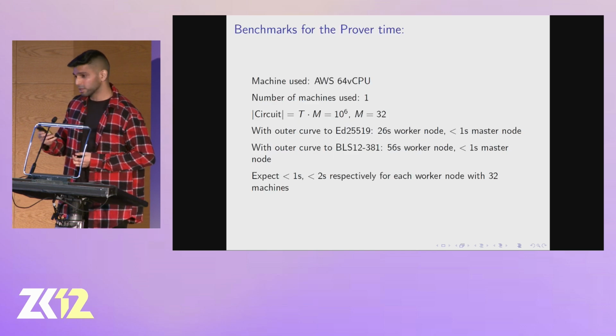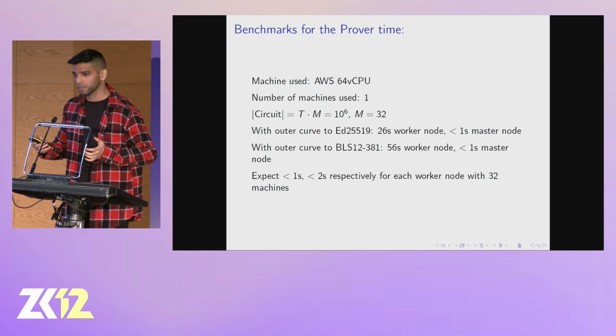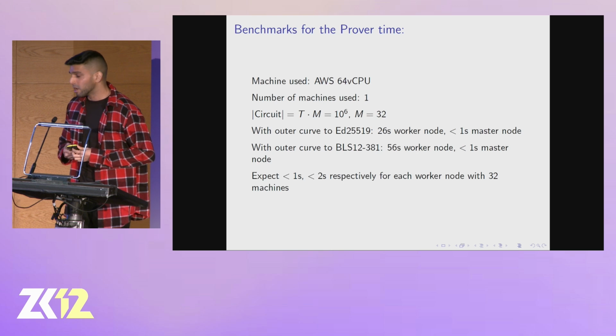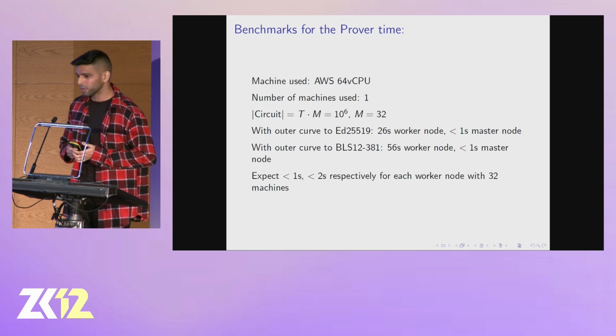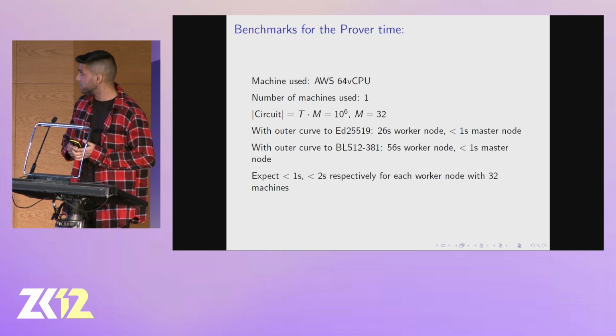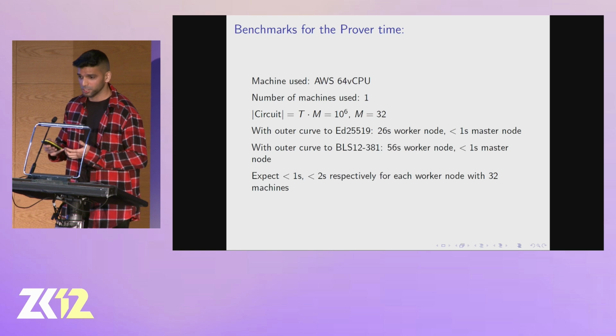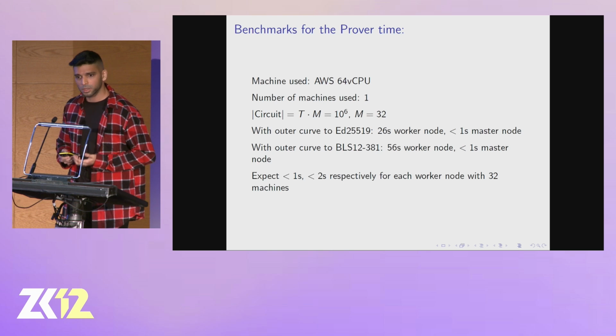Here are some of the benchmarks. Take these with a grain of salt, because we haven't actually benched it with 32 machines. We implemented it for 32 machines, but we only used a single machine so far. But with an outer curve to ED25519, it's like 26 seconds for a million-gate circuit. For the same size circuit, with a larger curve, which is like a 12-limb outer curve to BLS12381, it's like 56. And of course, if you use 32 machines, which we haven't done yet, we expect it to get divided by 32 perhaps. It might not be literally linear, but should be close. And that's because the communication complexity between the machines is negligible. Yeah. That's it.